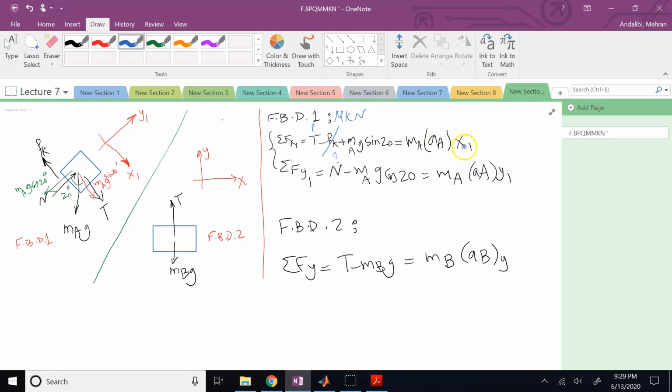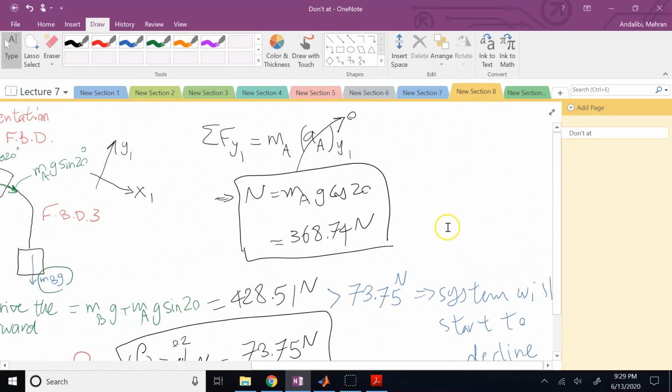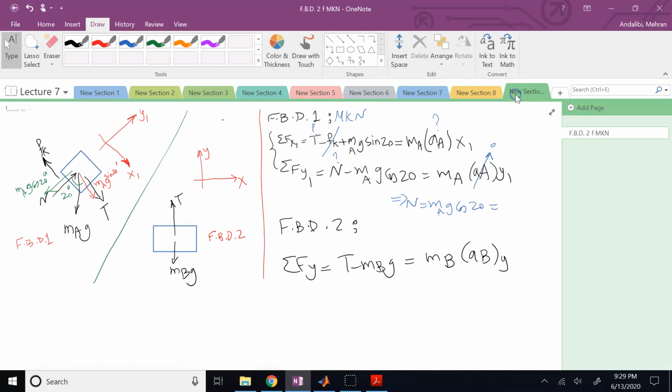What is A of x1? That's clearly one of the unknowns of the problem. I don't know. And I don't know. What about A of B in the y1 direction? We said it's not going to get off the surface, so this is 0. Therefore, from here, I can find n, and it was what? Mag cosine 20, and I guess we found that number, and it was 368.74.